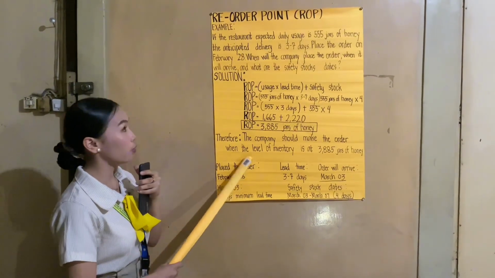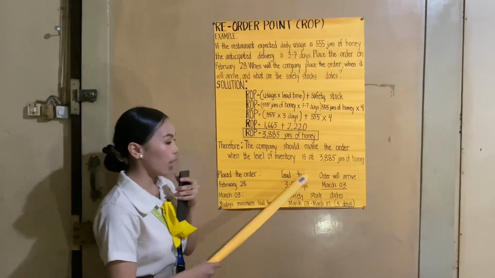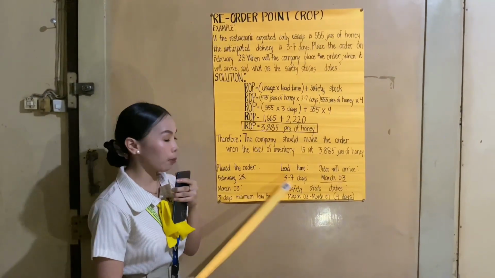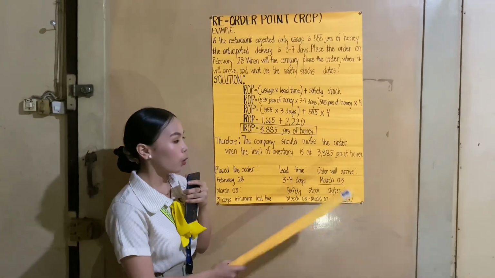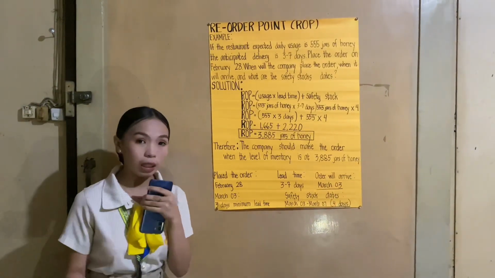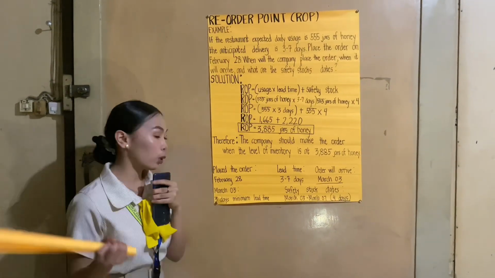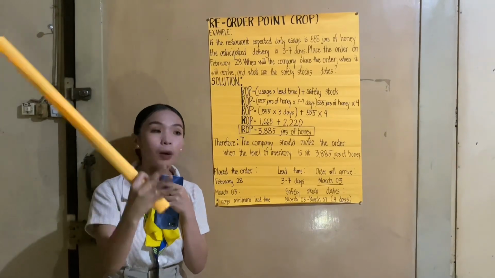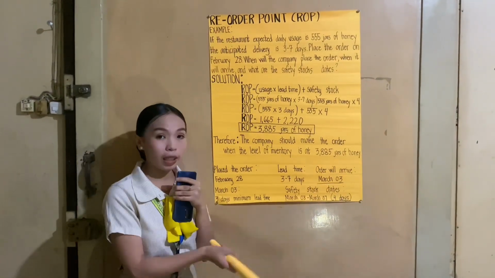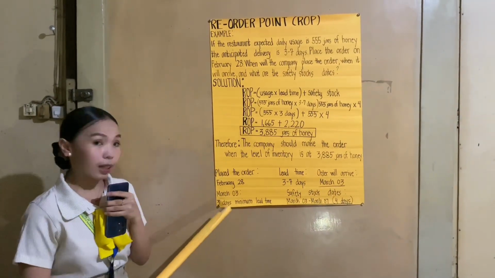So, place the order on February 28 based sa given example. So, ang lead time is 3 to 7 days. So, minimum lead time kay 3 days and the maximum lead time is 7 days. So, order will arrive sa March 3. So, mag-iyap ta og 3 days which is minimum niya nga lead time. So, February 28, March 1, March 2, March 3. So, mao na March 3 ang order will arrive. Kay mao na yung minimum days nga maabot. So, March 3, 3 days minimum lead time.